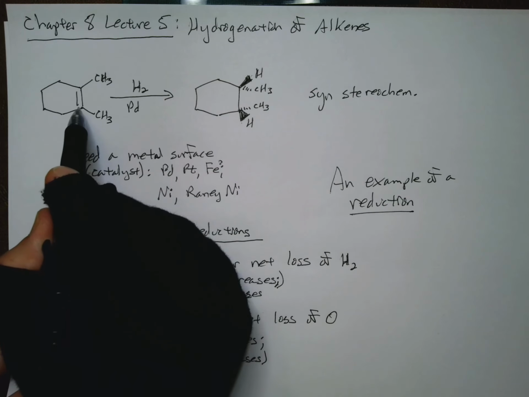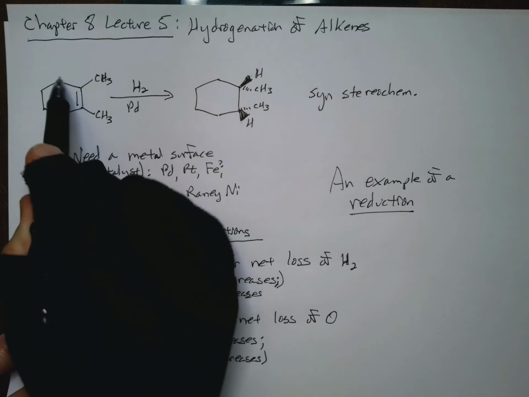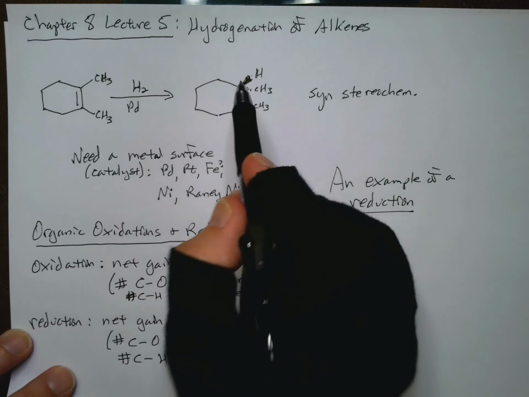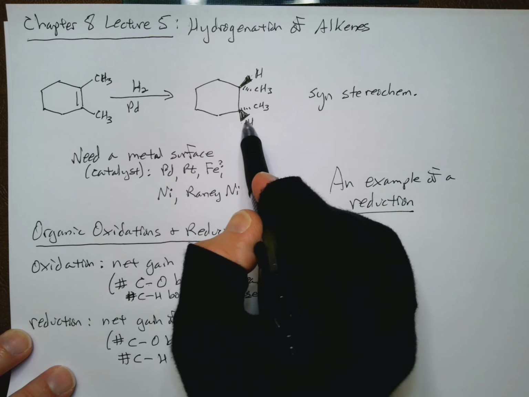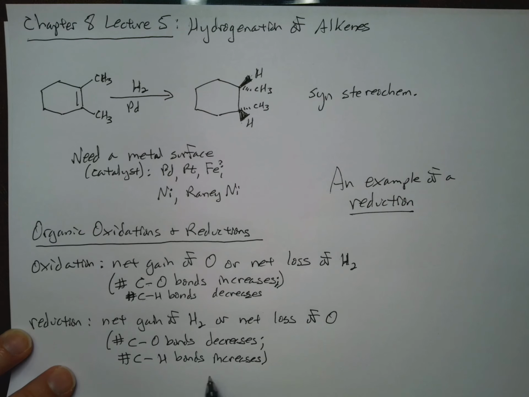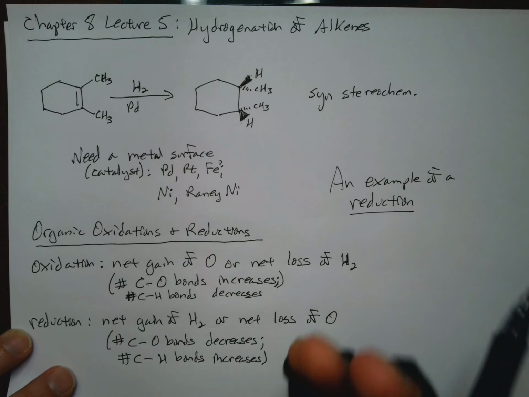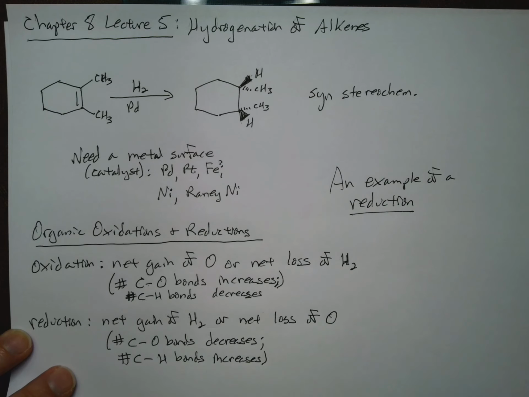We can see here each of these carbons is just attached to other carbons, and now each one has a new C-H bond. So we've increased our number of C-H bonds. We have a net gain of H2. So this is an example of an organic reduction.